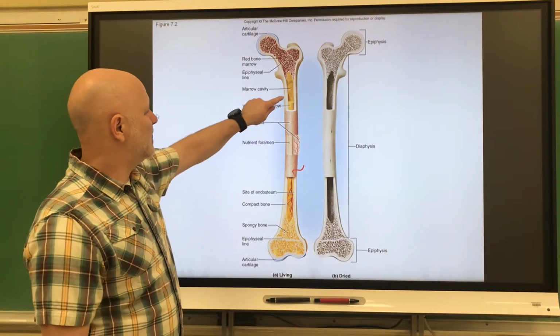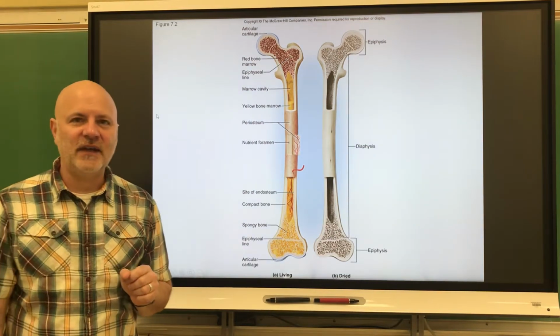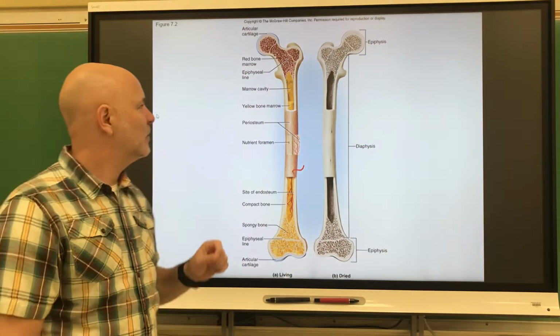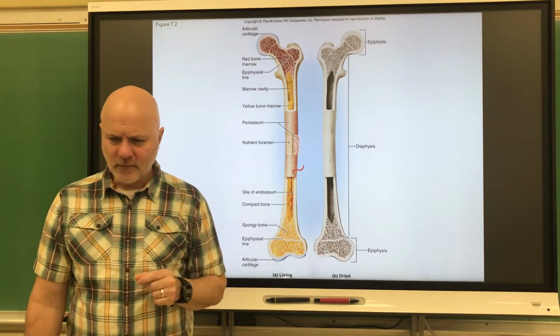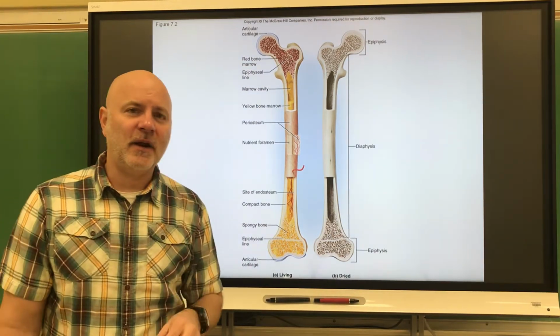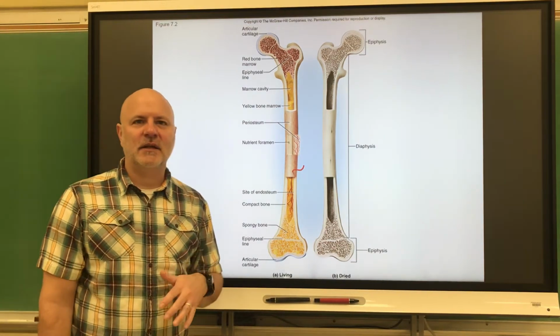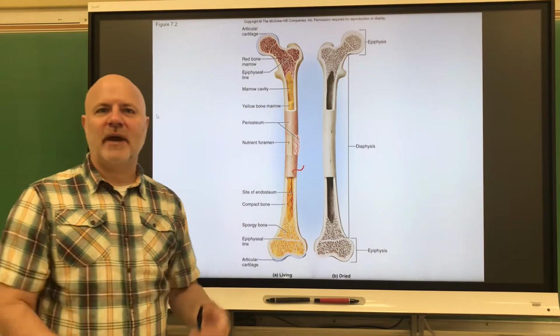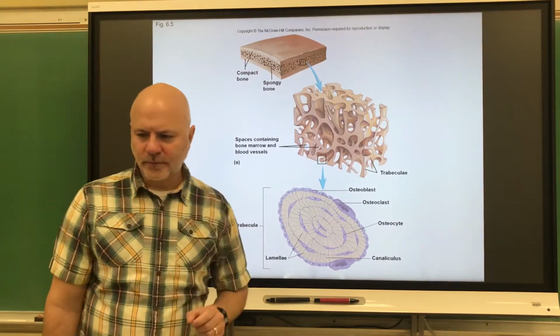Next is the endosteum, which you can't really see, but the endosteum is thin connective tissue that lines the medullary cavity. So it lines that medullary cavity in there. Now, both the periosteum and the endosteum contain osteoblasts and osteoclasts, which we'll talk about here in a little bit. All right, so let's look at microscopic structure.